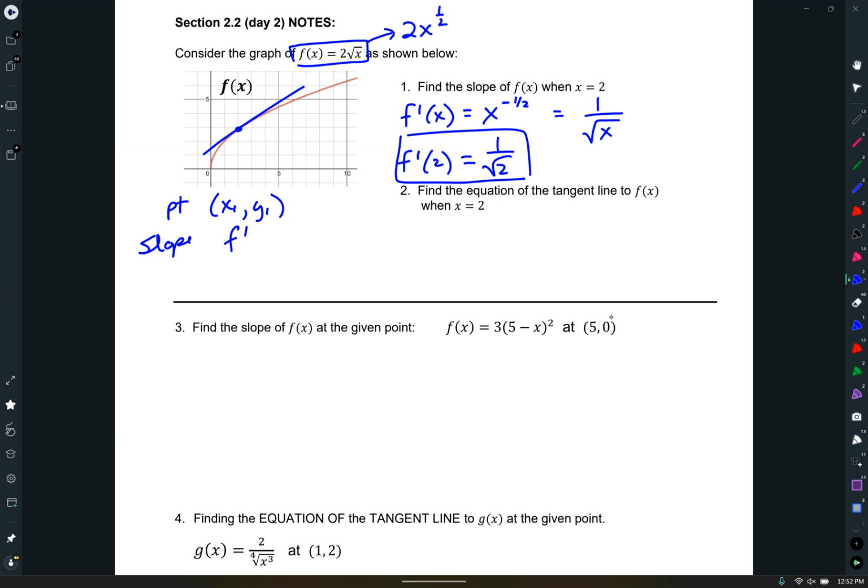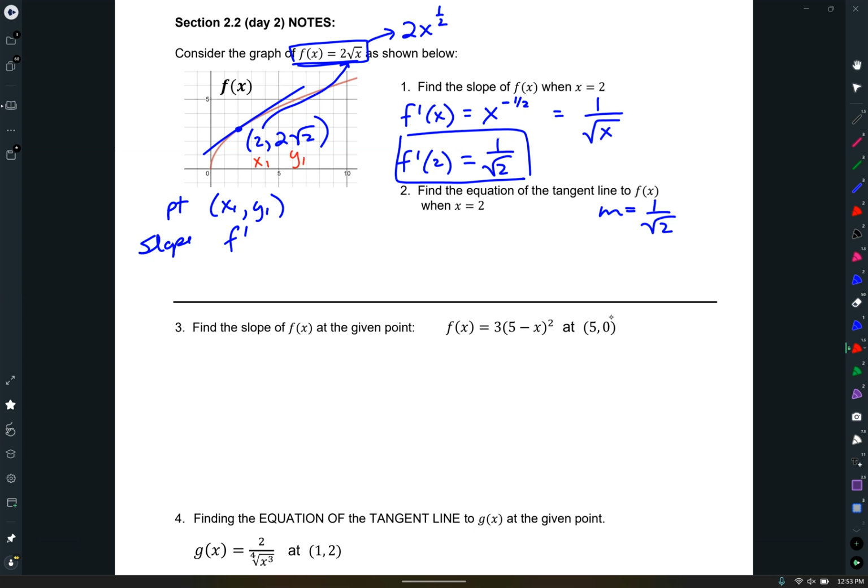So I know my slope is 1 over square root of 2, so I'm just going to write that down. Do I have a point on that line? Well, I know that at that point the x-coordinate is 2, so how do I know the y-coordinate? Well, if you have the function f of x, couldn't I just plug that 2 in up here to get the y value? So the y value is going to be 2 times the square root of 2. All right, so that's my ordered pair. In other words, that's my x1, y1.